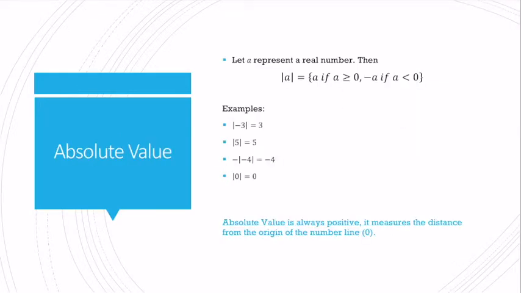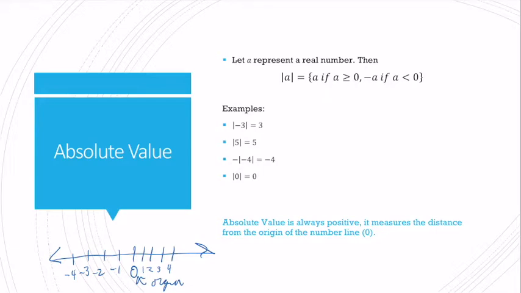When I'm taking the absolute value of a number, I'm measuring its distance from 0 on the number line. We call 0 the origin of the number line. So when you think about it, distance is never expressed as a negative number, right? When I'm at work, I don't say I am negative 7 miles from home. No, I'm just 7 miles from home.